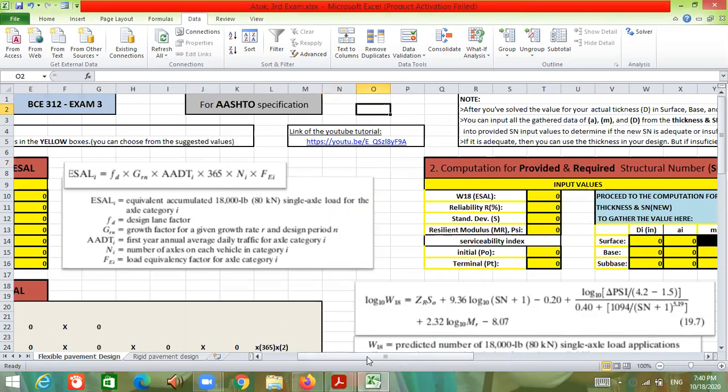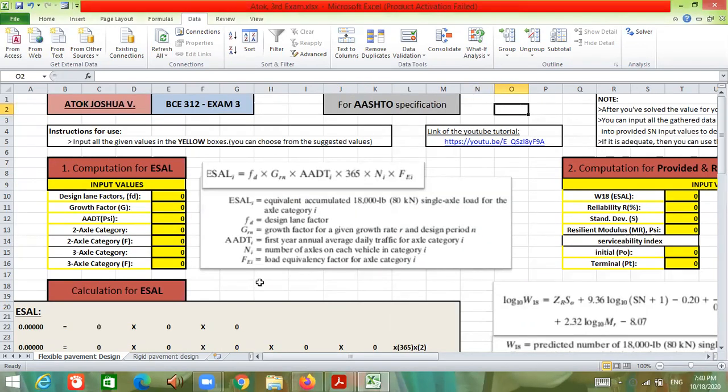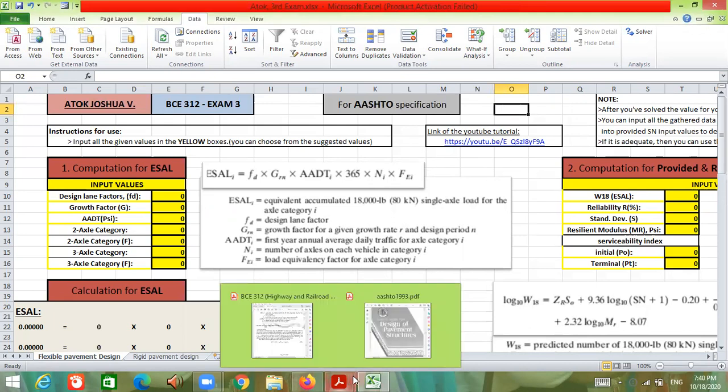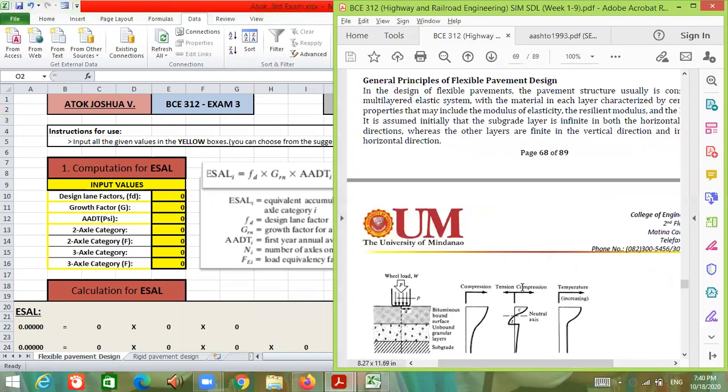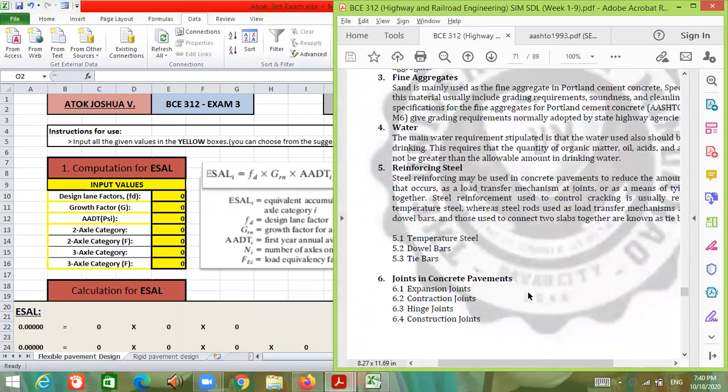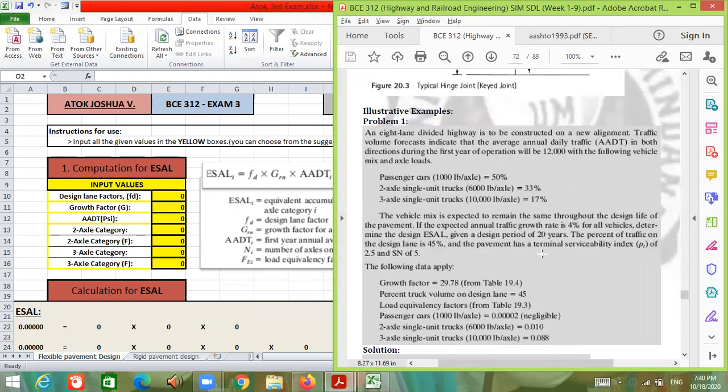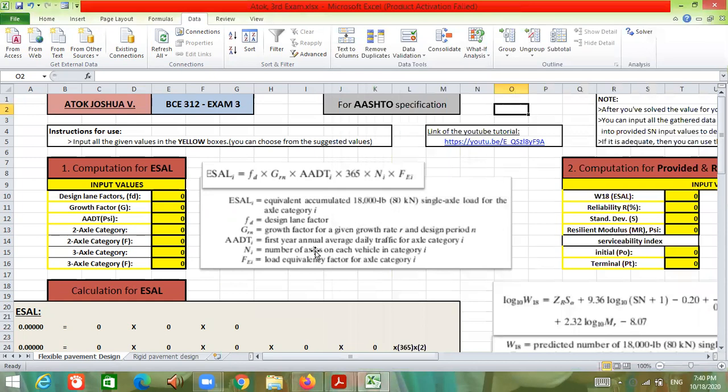And for me to elaborate more on how to use my Excel program, we are going to solve some problems given in our module. And in our problem number one, we are tasked to find the value for our ESAL. And by the way, ESAL is our equivalent accumulated 18,000 pounds or 80 kilonewtons single axle load. And ESAL has the formula of design lane factor multiplied by the growth factor for a given growth rate, times the annual average daily traffic and the number of axles on each vehicle, and to be multiplied by our load equivalency.